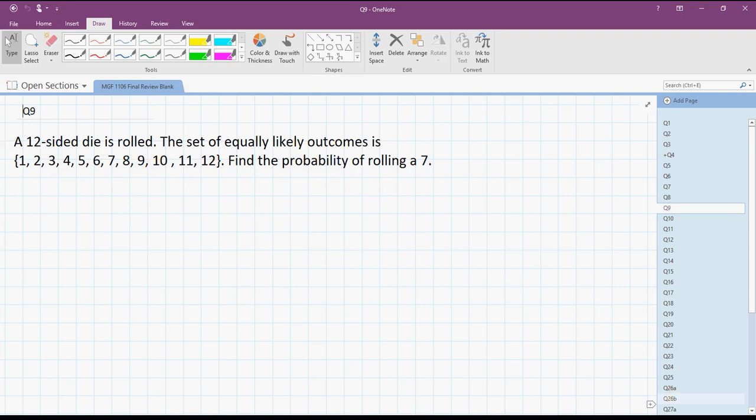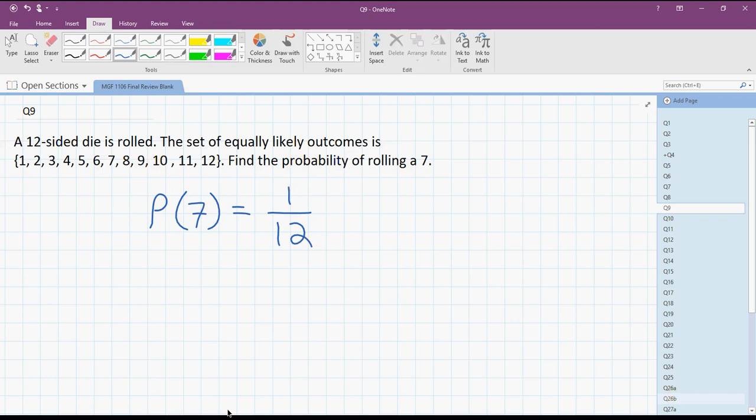So remember, probability is all about the number on top being your possible outcomes, how many ways can that happen, over on the bottom, the total. So we want the probability of rolling a 7. So how many ways can we roll a 7? There's only one way. Either you roll a 7 or you don't. Out of how many possible outcomes are there? 12.